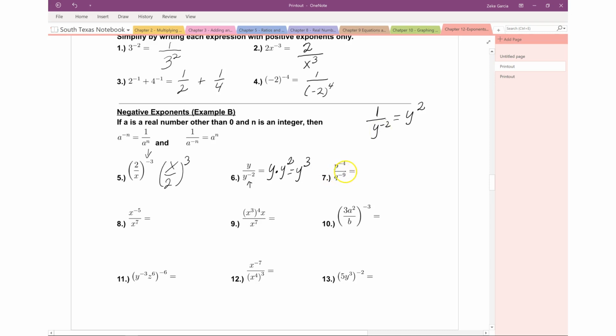For number 7, the reciprocal of p raised to the negative 4, we'll move it to the denominator, and q to the negative 9, we'll move it to the numerator.